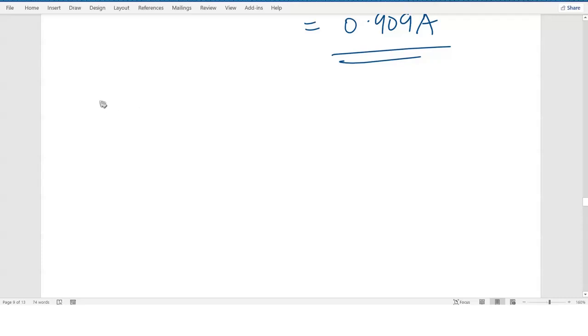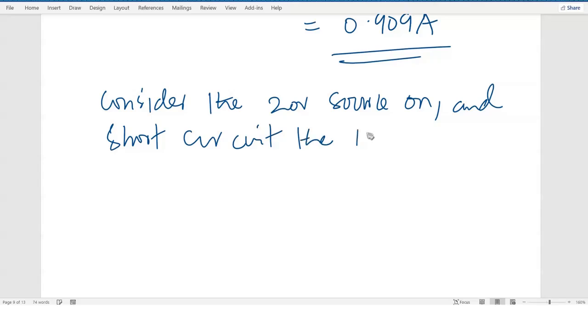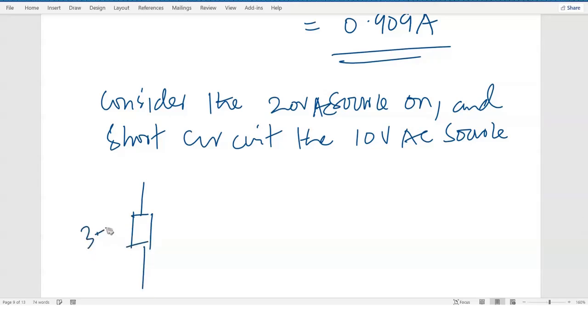Now let's consider the 20 volt source on and short circuit the 10 volt AC source. Of course, this is also AC. So what is this going to be? I will have the other impedance, 3 minus J4.